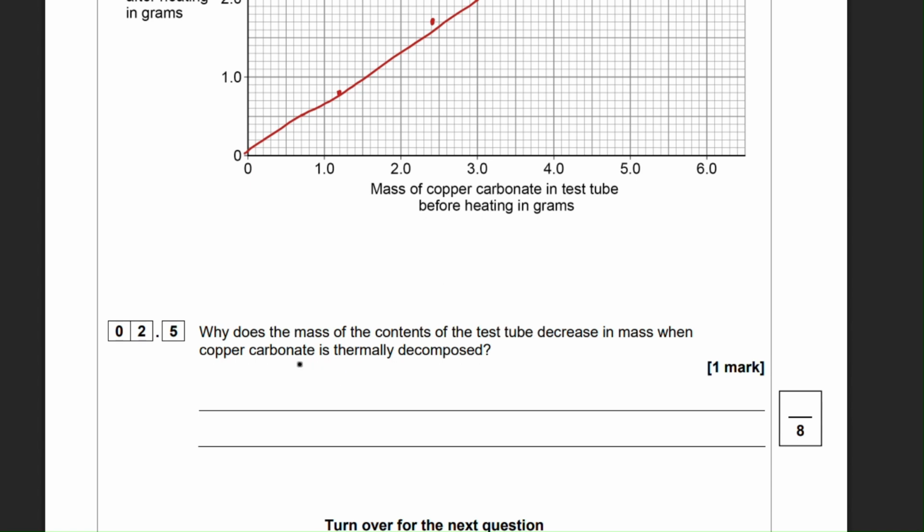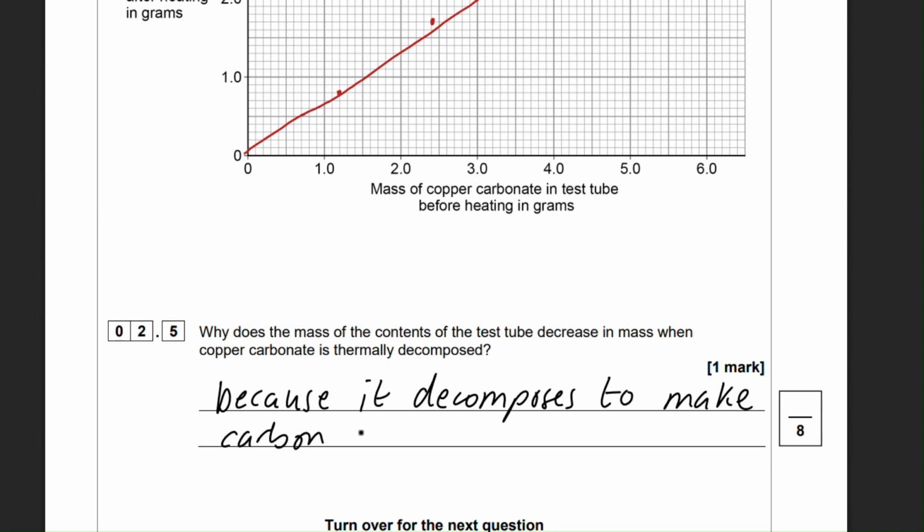Well, it's decreasing means that something is escaping, and I'm going to say because it decomposes to make carbon dioxide gas, which escapes. Okay, so you are expected to know that carbonates decompose to give carbon dioxide. The clue is in the name: carbonate, carbon dioxide.